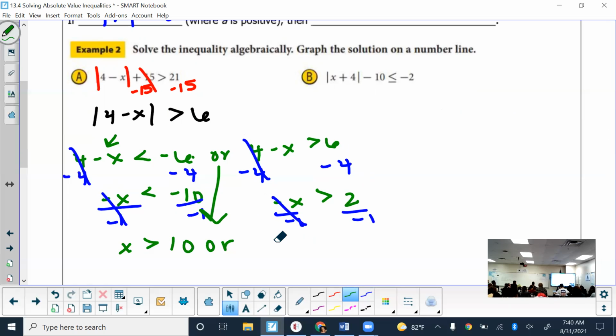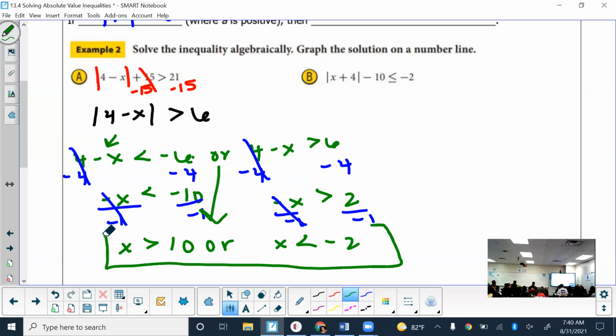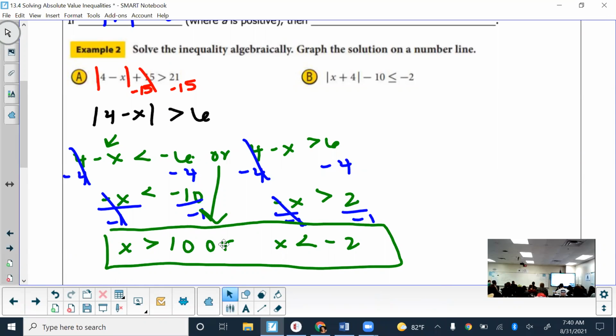We have x greater or less than? Less than. What's 2 divided by negative 1? Negative 2. All right, so here's my answer. You still have to graph it, but if this was like a multiple choice problem, then I would look for the one that looks like this. Questions about that?